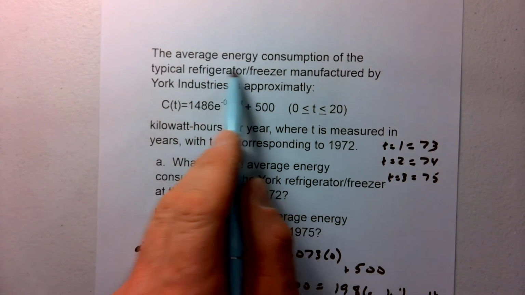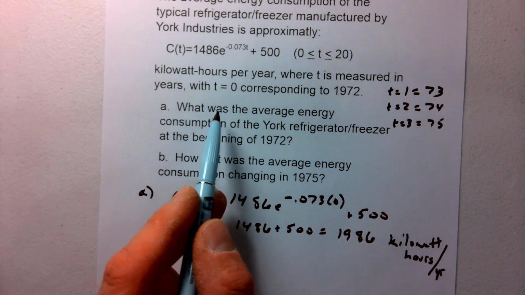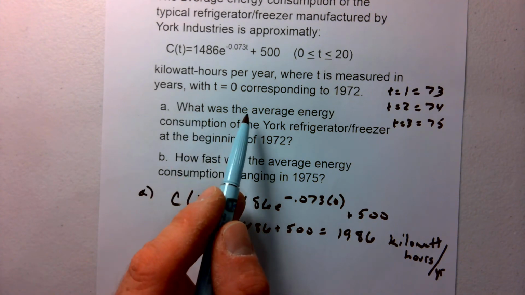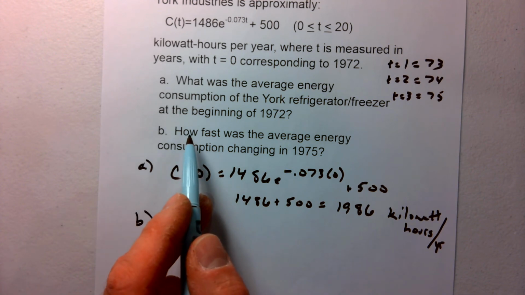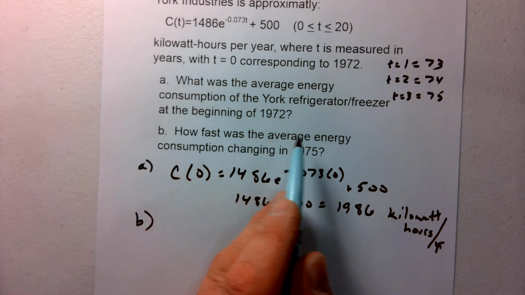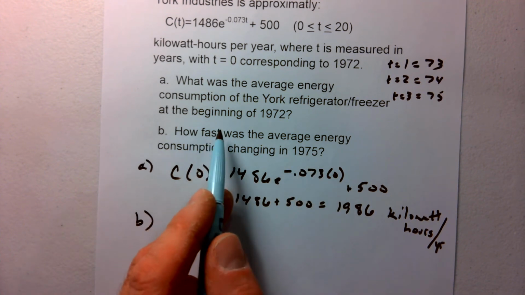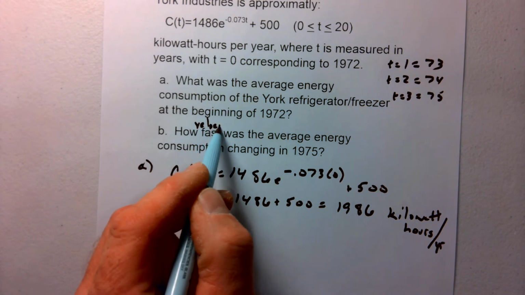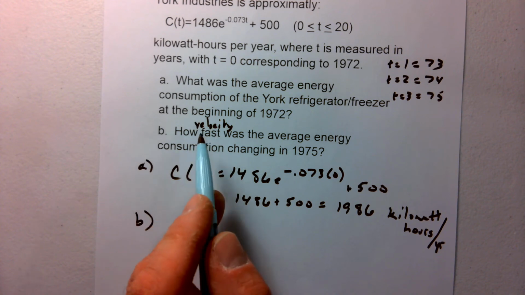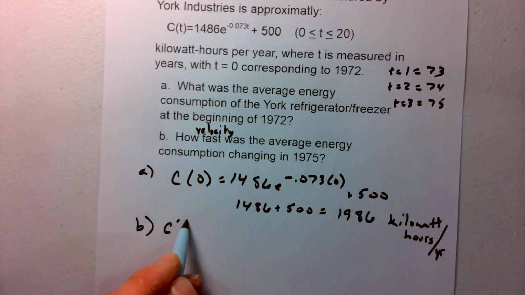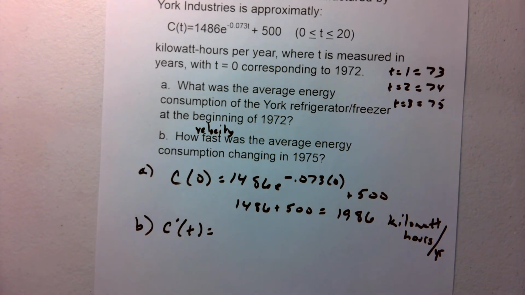So if it gives us the average, or it tells us what the consumption is or what the function is, and we're asking what is that, then we just plug in the value. Part B gets a little more complicated because it says how fast was the average energy consumption changing in 1975. So how fast? Now remember how fast. That tells us velocity, doesn't it? And whenever we see how fast something is, we're looking for the velocity, and the velocity comes from, you guessed it, the first derivative. So we're going to find the derivative of this. We will need our calculator today.